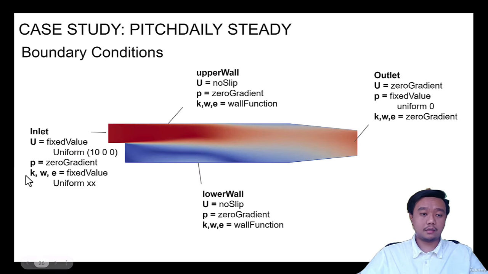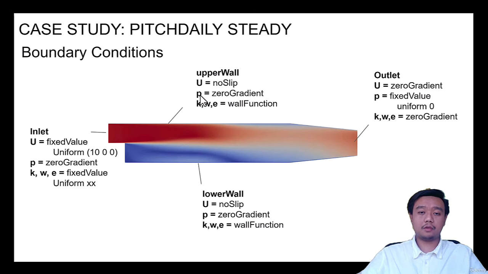And the others are just the turbulent parameters. K is the turbulent kinetic energy, omega is the specific dissipation rate, and epsilon is the dissipation rate. It will be discussed later in the turbulent modeling.